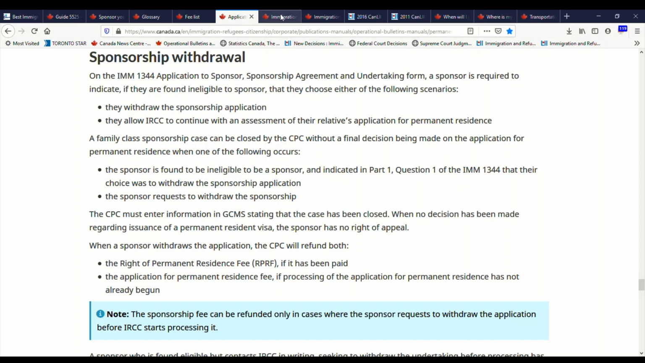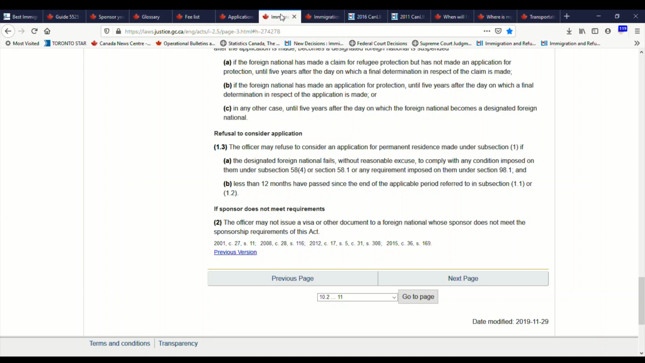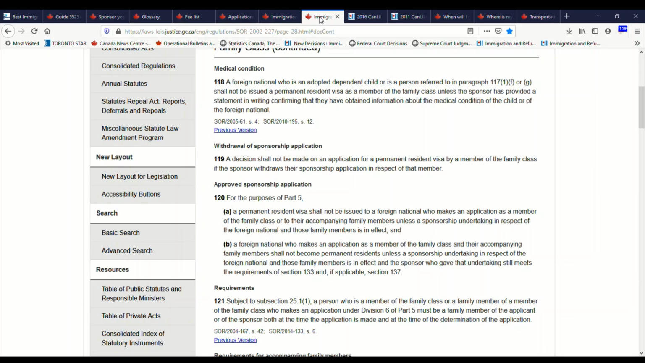So we look first in the Act at subsection 11(2). If the sponsor does not meet requirements, the officer may not issue a visa or other document to a foreign national whose sponsor does not meet the sponsorship requirements of this Act. We'll find more details in the regulations.